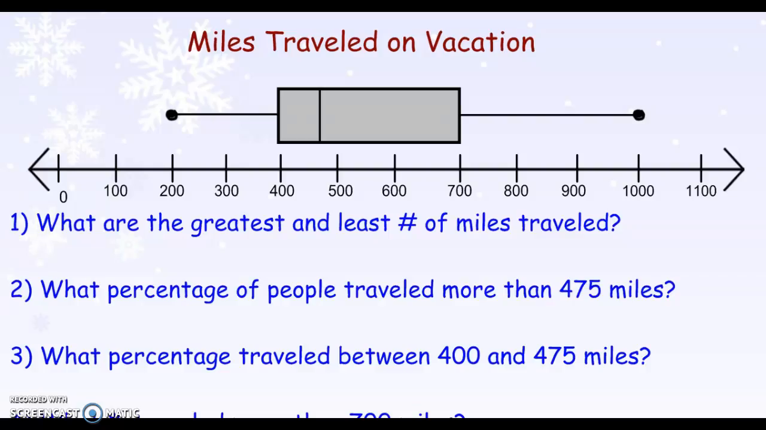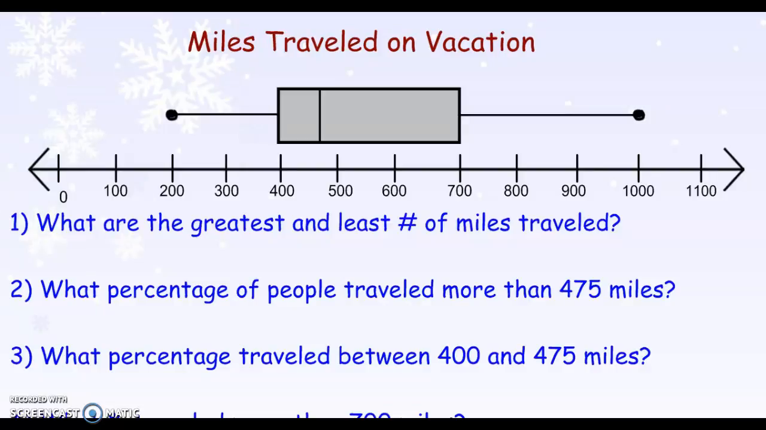What we're going to be doing is answering some questions over the box and whisker plot that you have on the front side of your note sheet. It says that our title is Miles Traveled on Vacation. Our number line is representing numbers from 0 to 1100, which means 1100 miles were traveled on vacation. This is in box and whisker plot form, so we are able to use this to answer some questions.